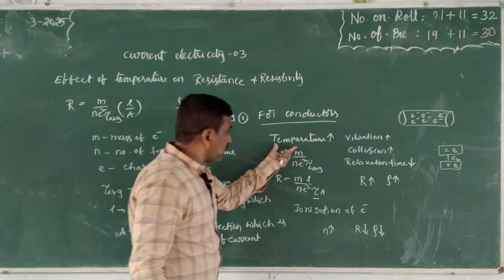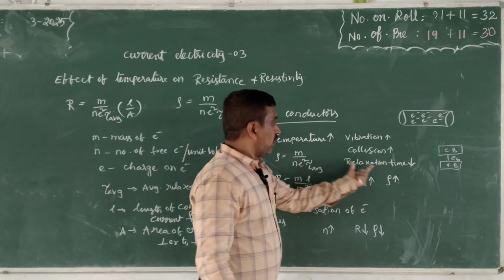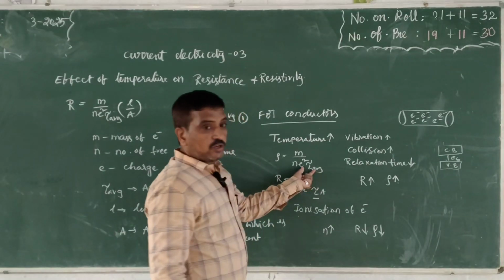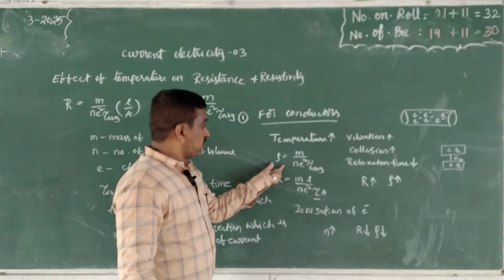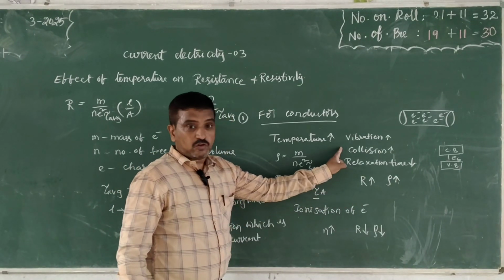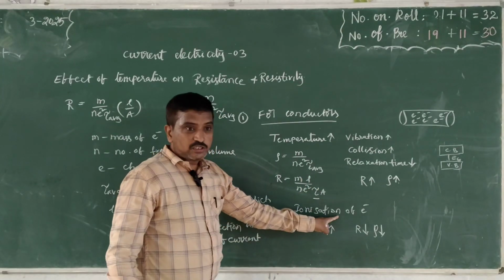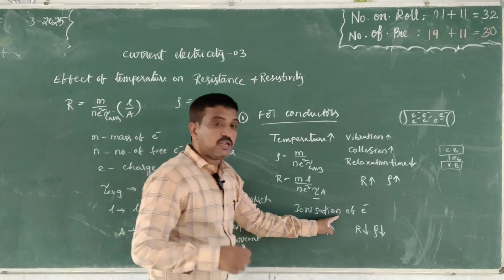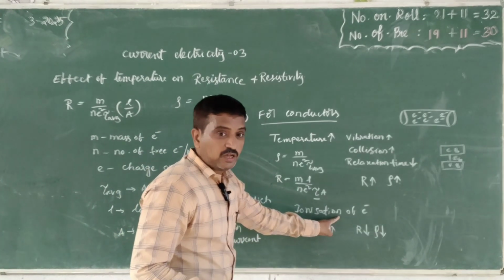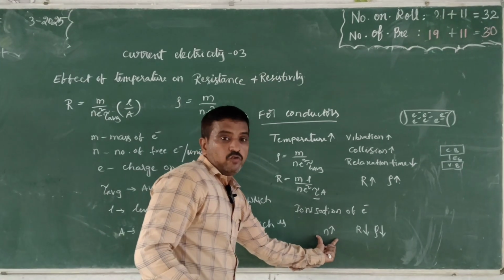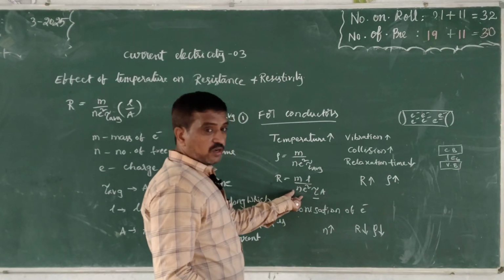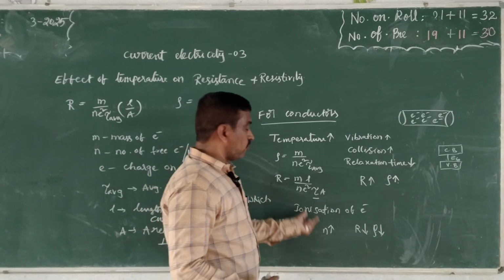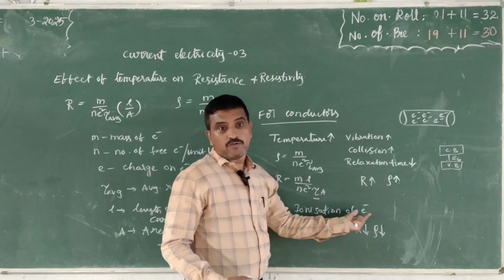Here two cases are there. For temperature increase, relaxation time decreases. Relaxation time is in the denominator, so the denominator value decreases, the numerator value increases, and resistance and resistivity increase according to relaxation time. According to ionization of electrons, the n value increases. n is in the denominator, and n means the number of electrons per unit volume. So the number of electrons per unit volume increases because of ionization.